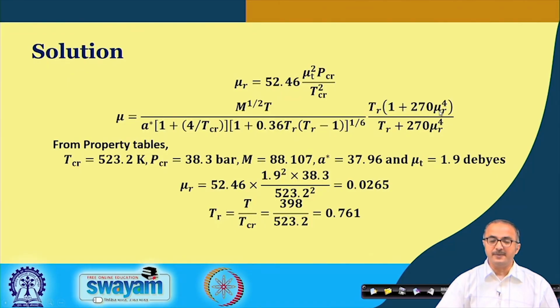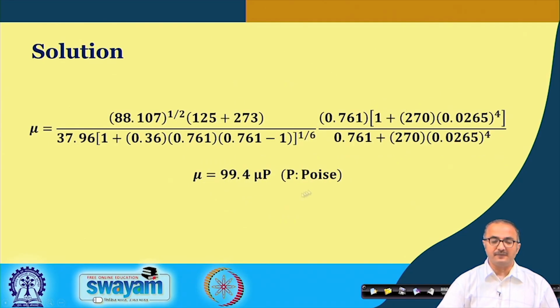Here you find that this particular mu r will be used in this expression of mu. Now to find this mu r we need the value of mu t and the critical values of pressure and temperature, and in this expression we need the value of A star. All these can be found from property tables, where we have the critical temperature, pressure, the molecular weight, the value of A star and the mu t. If you plug in the values, this is the mu r value, and once we have mu r, this is the value of mu we shall have, and it comes in terms of micropoise.